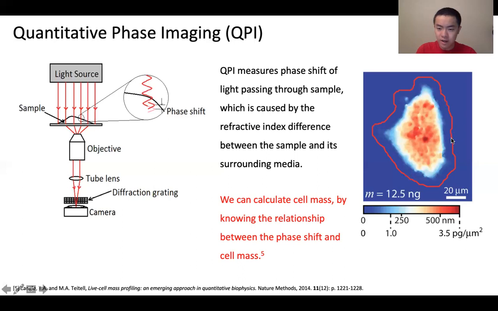where different colors represent different phase shifts. And we know the relationship between the phase shift and the cell mass. This map also represents the cell mass distribution. And by summing up the entire area, we can know the cell mass inside this area.